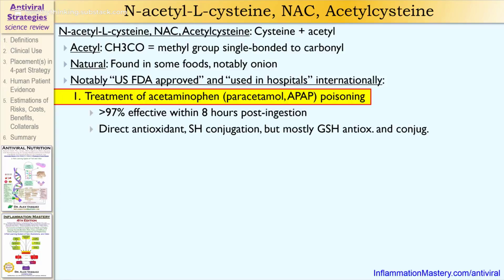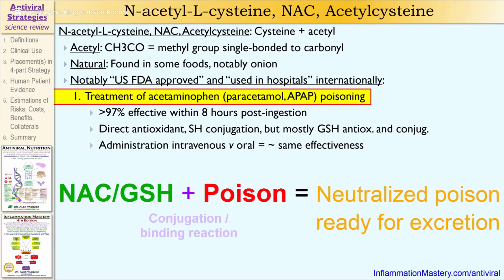Acetylcysteine is a direct antioxidant, but most of its benefit comes when it's incorporated into the tripeptide glutathione. Glutathione is an antioxidant, but it's also a conjugating agent, and that is, the body conjugates glutathione, or attaches glutathione, onto toxic molecules to make them less toxic and more easily excretable.